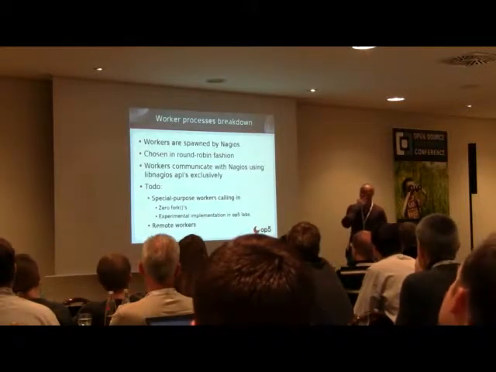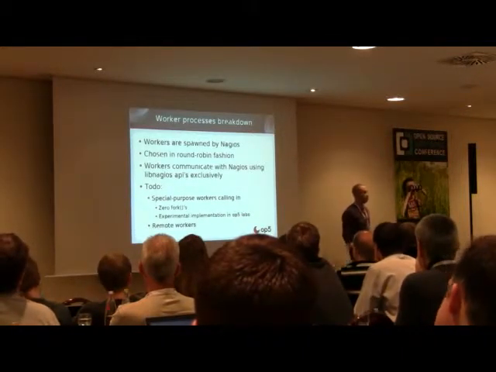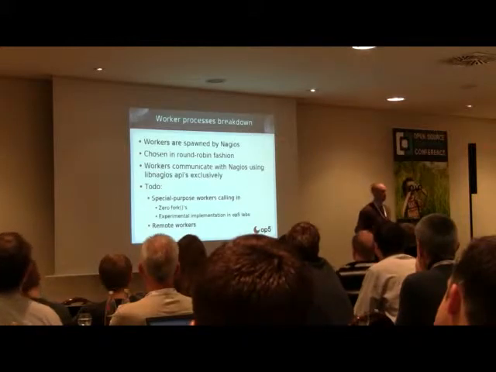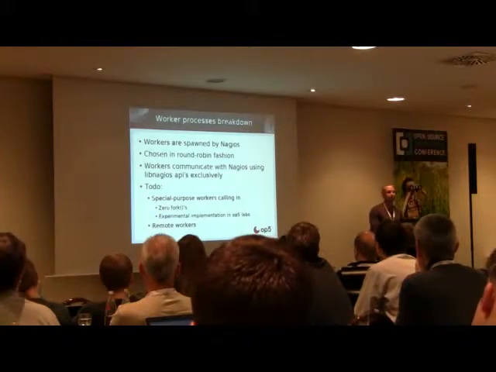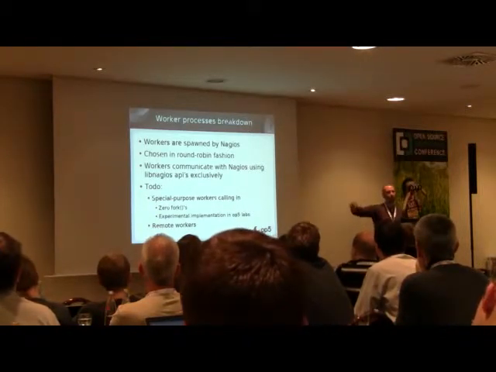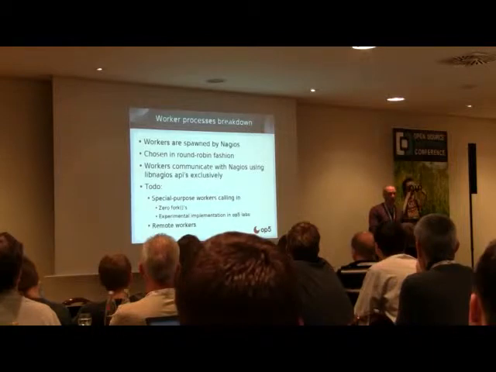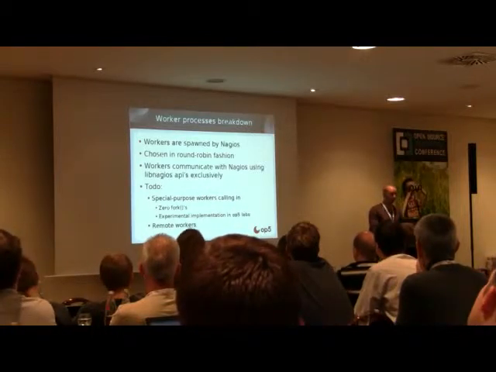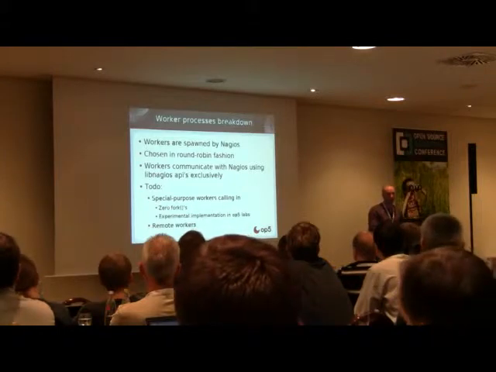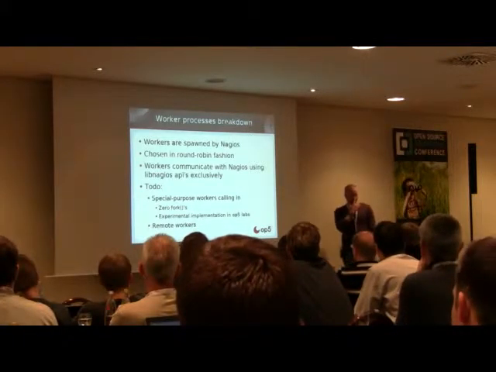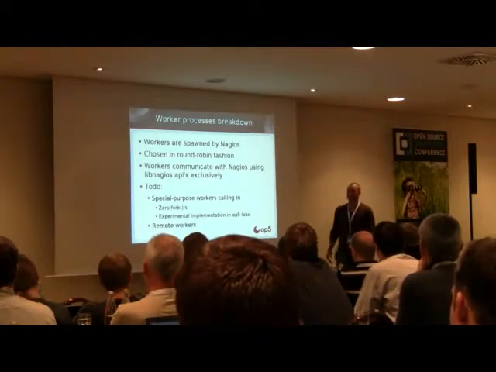Worker processes. They are spawned by Nagios. Actually, Nagios forks, and then it executes itself with a worker argument. They're chosen in round-robin fashion, so we take one and then the next one. They communicate with Nagios using libnagios APIs exclusively, which means that all of the code in the workers is tested. The to-do here is actually not really to-dos anymore.